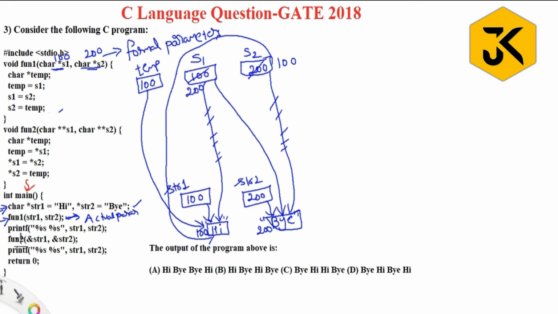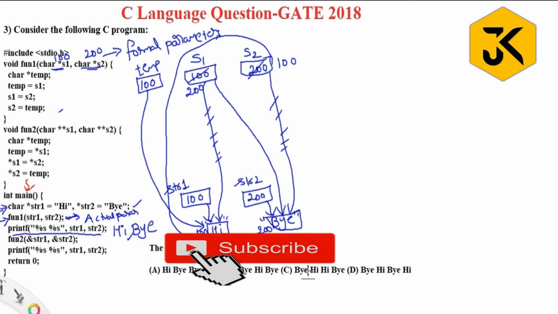Now it is trying to perform the print operation: printf with %s, %s, str1, str2. %c means character, %s means trying to print strings. What is str1? str1 contains the address 100, and address 100 means hi, right? So str1 will print hi. str2 contains address 200, so it is going to print bye. That's it, so this statement is going to print hi bye. With this, we can eliminate options C and D.